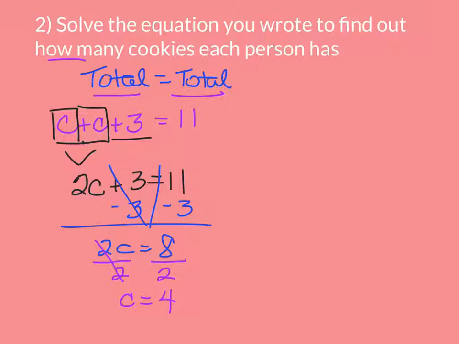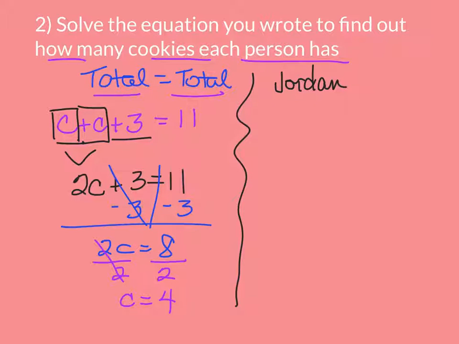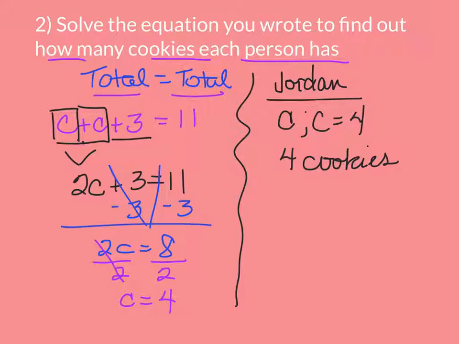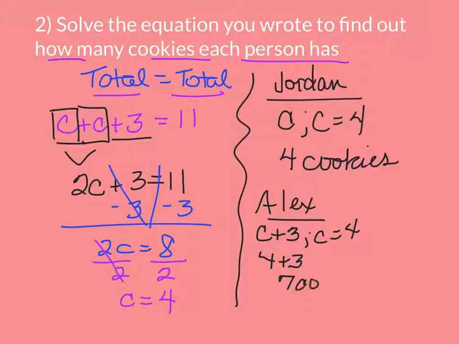Now I still need to tell how many cookies each person has. Well, I realize that we just found out what C is, but we still need to, of course, do our substitution. So I'm going to start with Jordan. The expression that I wrote for Jordan was C. I just found that C equals 4. So therefore, Jordan has 4 cookies. And then we've got Alex. The expression we wrote for Alex is C plus 3. I know that C equals 4. 4 plus 3 equals 7 cookies.